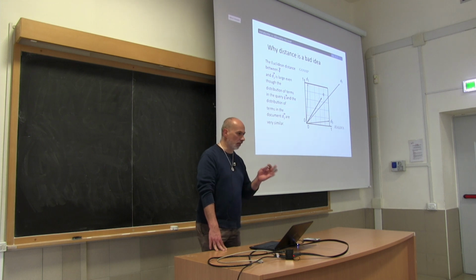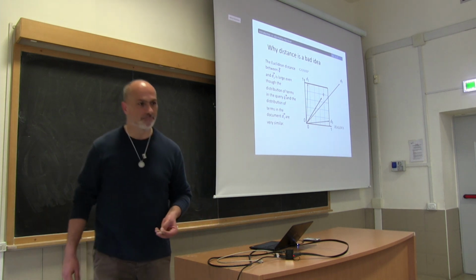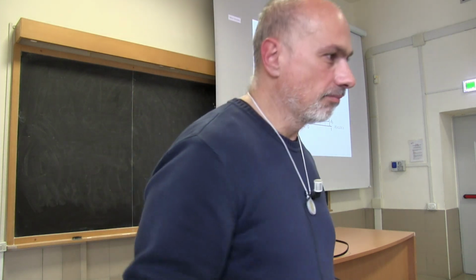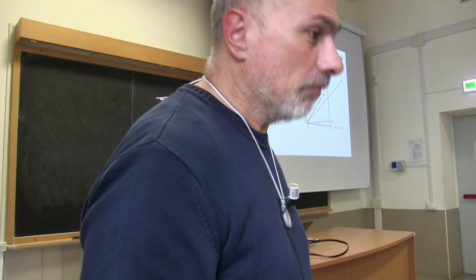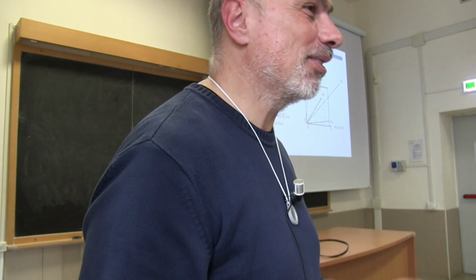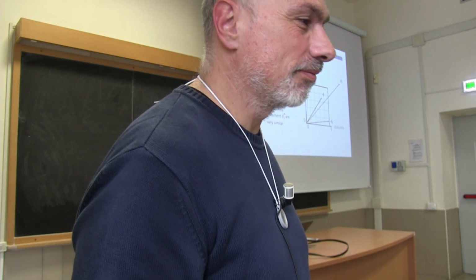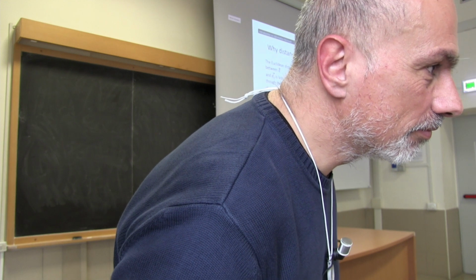What I'm saying is the following: if you use cosine similarity and if you use Euclidean distance, they are providing you with the same information. Why? The distribution of terms is the same. The distribution of terms is determined. You can raise your voice a little bit. The distribution of terms is the same.